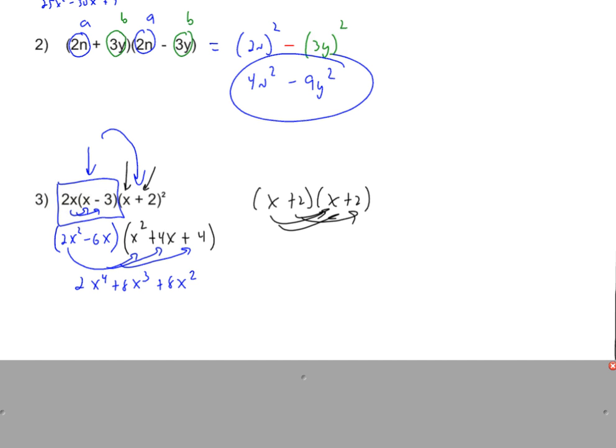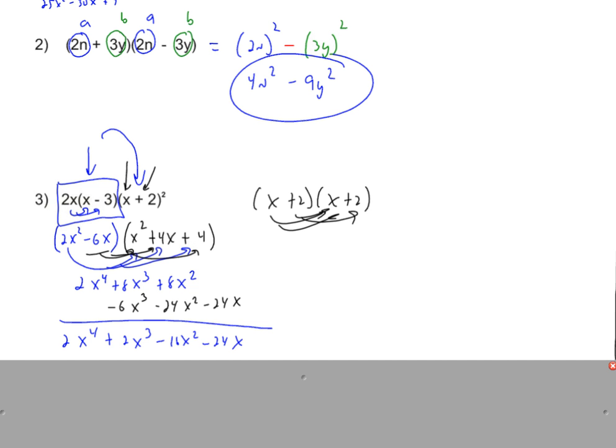Let me distribute the back term in black. So now we've got a negative 6x cubed. Again, I'm going to line up my terms, right? And then we have a negative 24x squared. And then we have a negative 24x. All right. Sum it all up. 2x to the fourth plus 2x cubed minus 16x squared minus 24x.